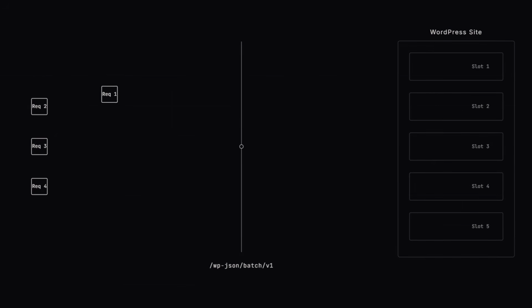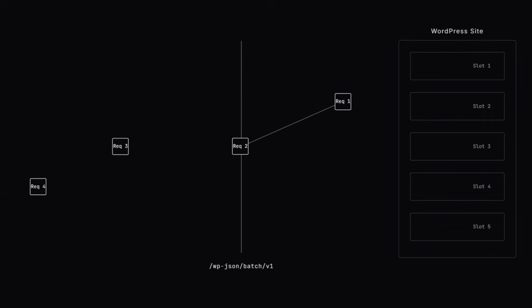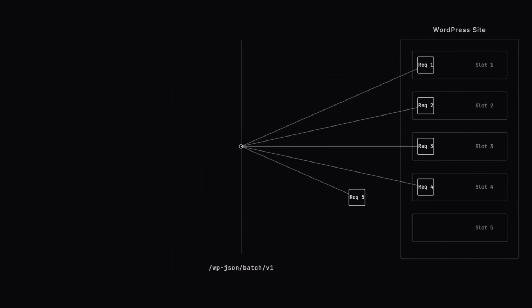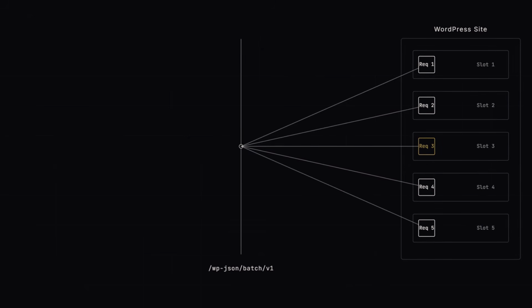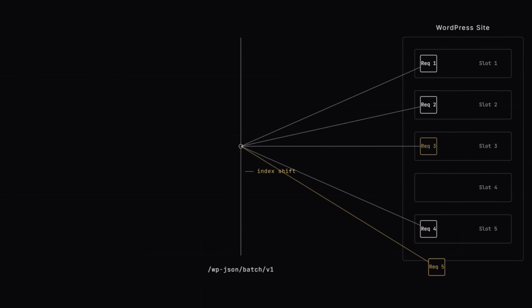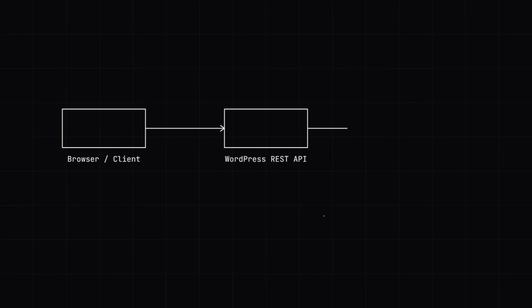WordPress has a REST API batch endpoint that lets a site process several API requests in one shot. On July 17, 2026, WordPress disclosed that this endpoint could be tricked into corrupting which request goes where, and that confusion opened a path into the database.